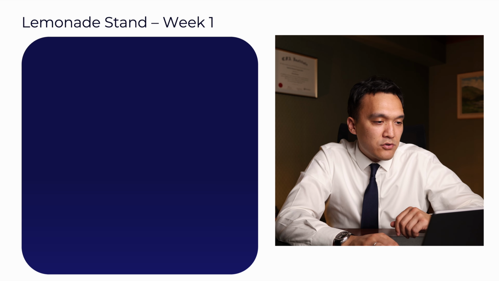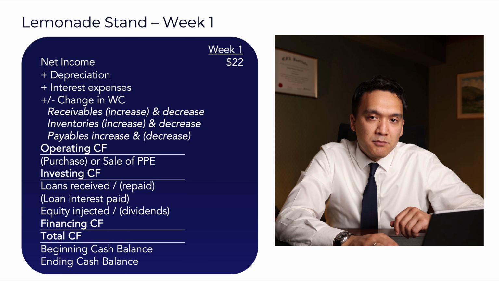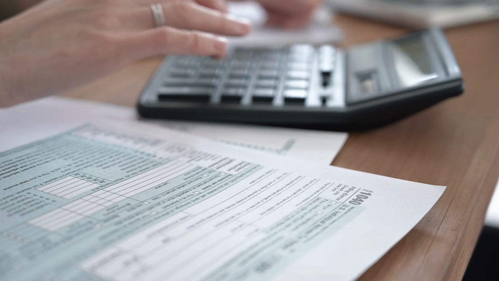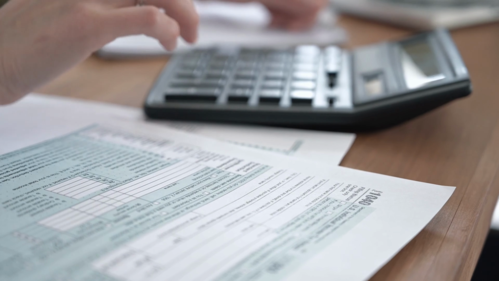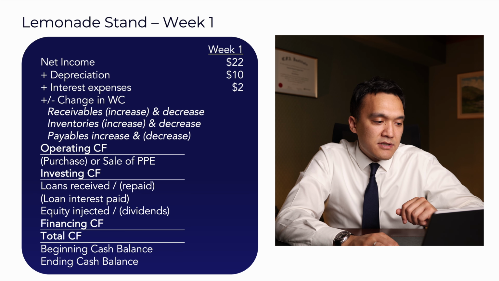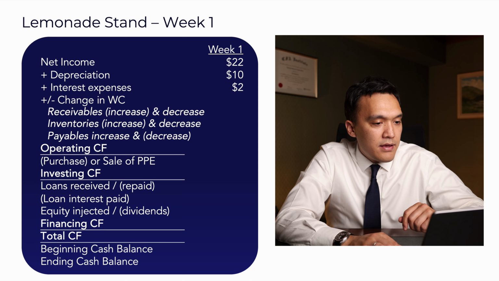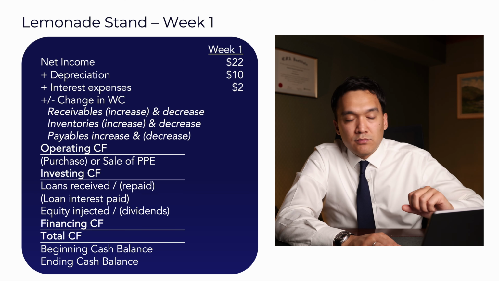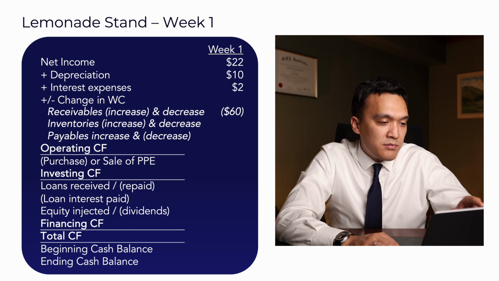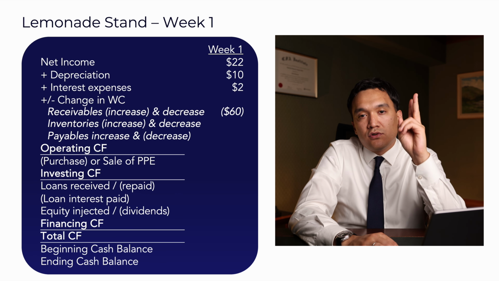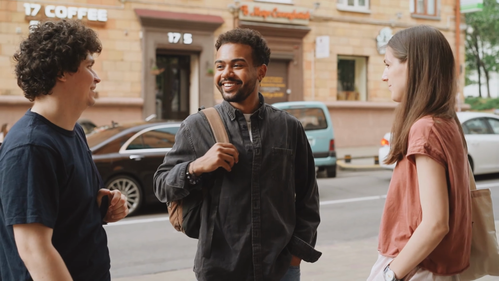Let's make it more complicated and have a look at week 1. So if you remember, in week 1 we had net income of $22. We add back to $22 our depreciation expense of $10. And we add back $2 of interest expenses because we will account for interest payments in financing cash flow. And in change in working capital, this is quite complicated, but we will try to break it down. We have a receivables increase of $60. And what it is, we had 20 cups sold on credit to our friends at $3 per cup.